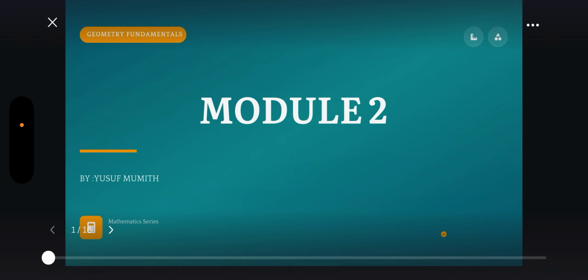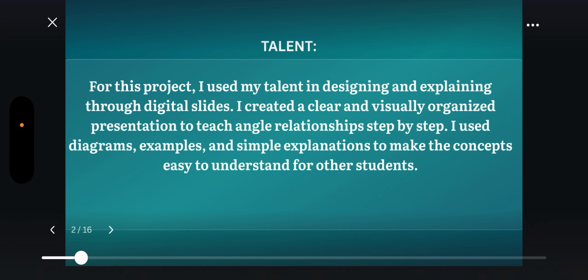So, the lessons that we learned in Model 2 are 2.1 and 2.2. My talent for this project is basically that I use my ability of digital designing, and how I can use different types of technologies to implement it on this presentation, so I can help students understand my teaching more easily.